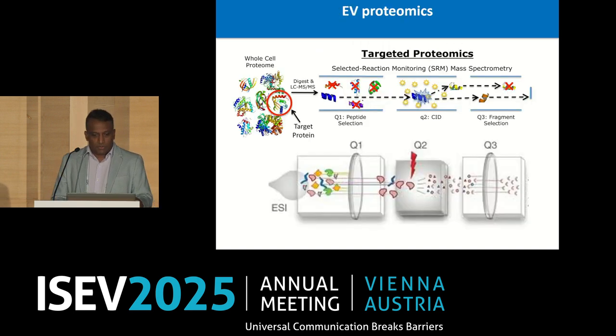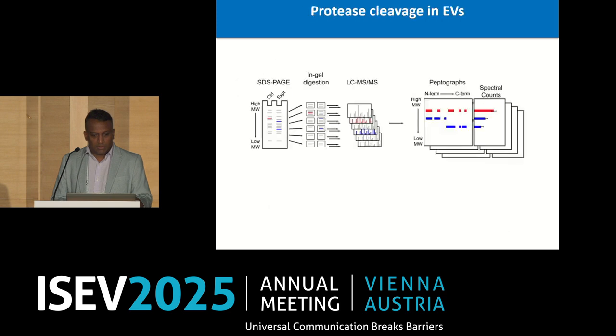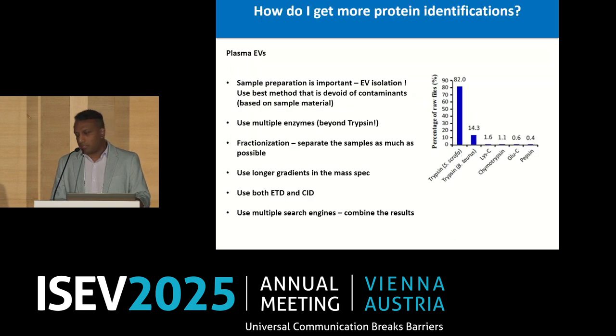With that, probably I'm just going to skip these slides. This is one other question which I get often: how do I identify more proteins in plasma EVs? Because normally people do a lot of plasma EV analysis. You can enrich for your isolation method. You can use multiple enzymes. You can fractionate the samples. Instead of doing just 5 samples, you can do 20 samples. You can use a longer gradient. You can use multiple ionization methods, as well as multiple search engines.